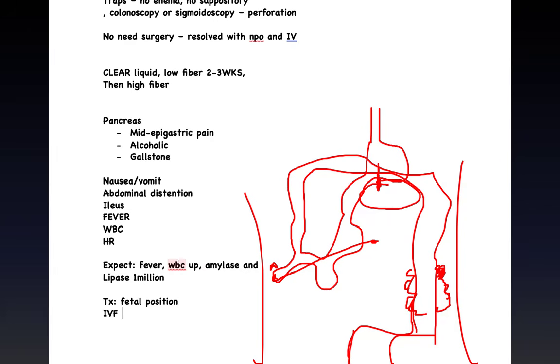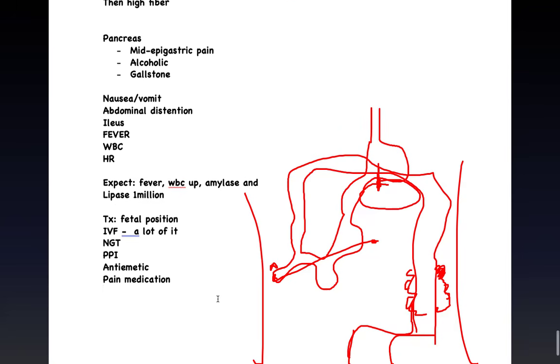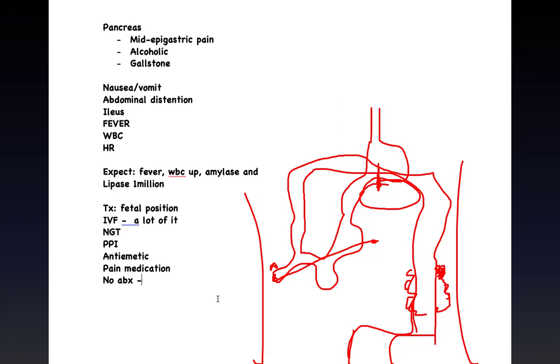They will need a lot of IV fluid, a lot of it. So because of that, you have to watch for their respiratory status, right? They may need NG tube, they may need PPI, and they need antiemetic, they need pain medication. Everybody gets pain medication. Okay, and then they don't need antibiotic unless they have infection. So no antibiotic unless there's abscess somewhere. So you don't need antibiotic like that.